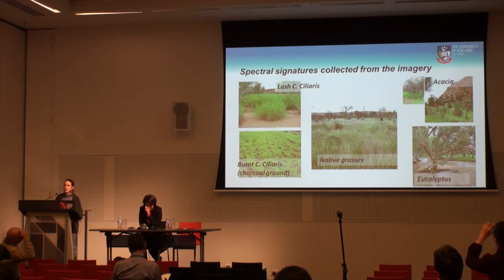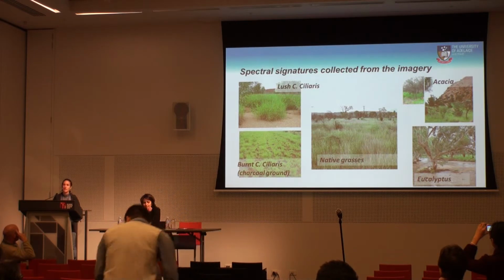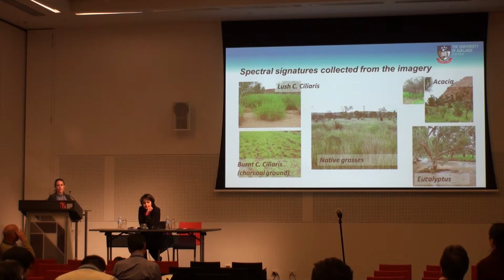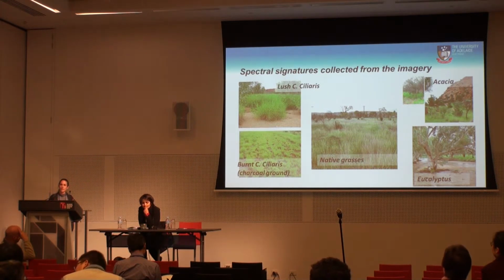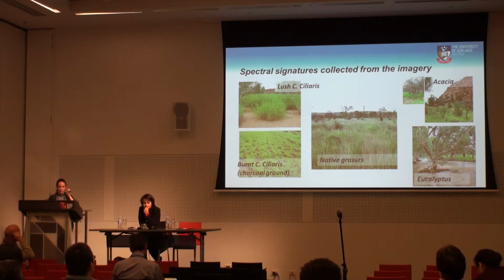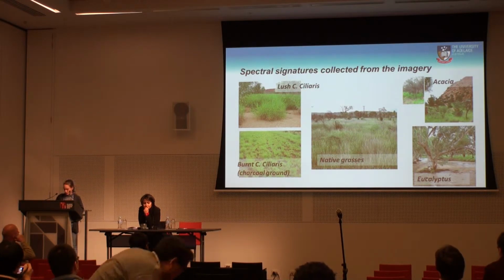So, I began by collecting some representative spectra of the key vegetation cover types from the imagery. I collected those spectra for buffel grass as a lush, big mature plant, in the top corner there; burnt, which was new buffel grass growth over a really charcoaly ground; and also greys, which I have a picture of, as you can imagine. Native grasses, just to see if we can pick up the difference between buffel grass and the native. The acacia and our big river red gum, the eucalypt.